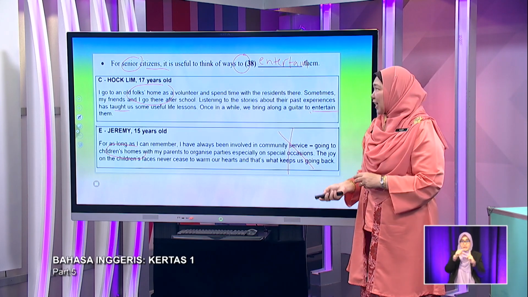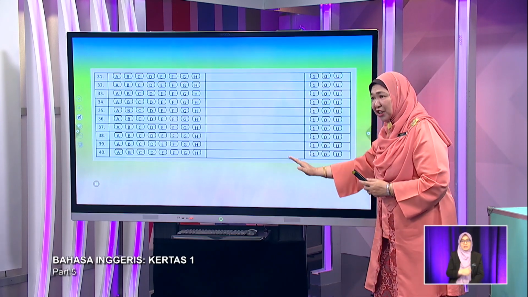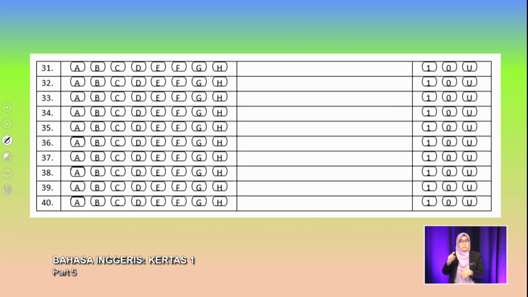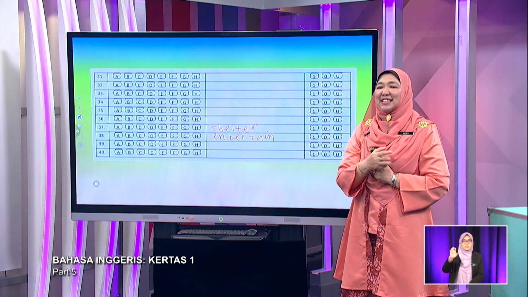For this section, you have to write your response here. The example just now is number 37, shelter. So you write down here, shelter. Number 38 just now, entertain. Remember, transfer your answer.